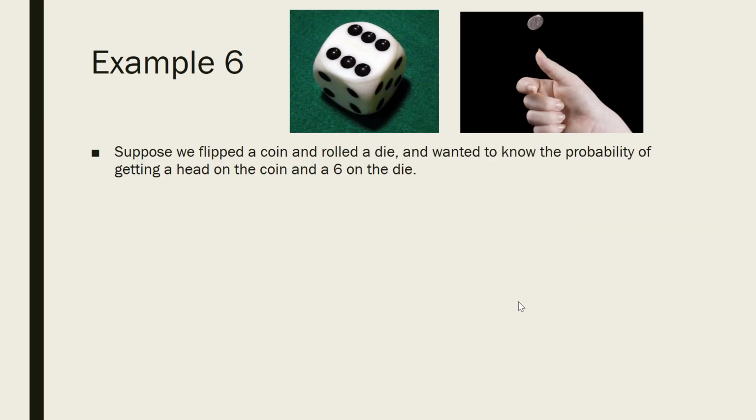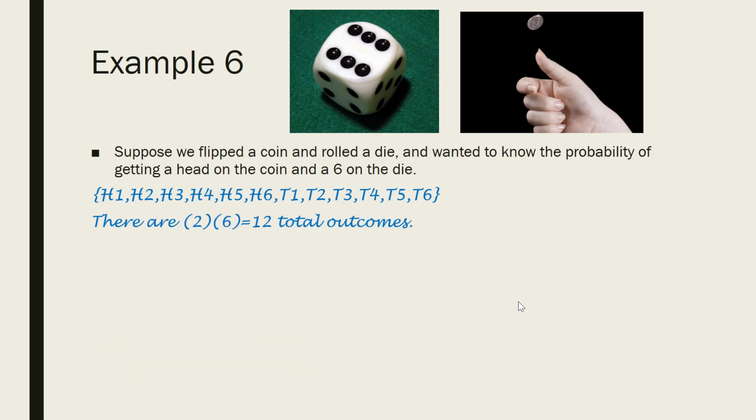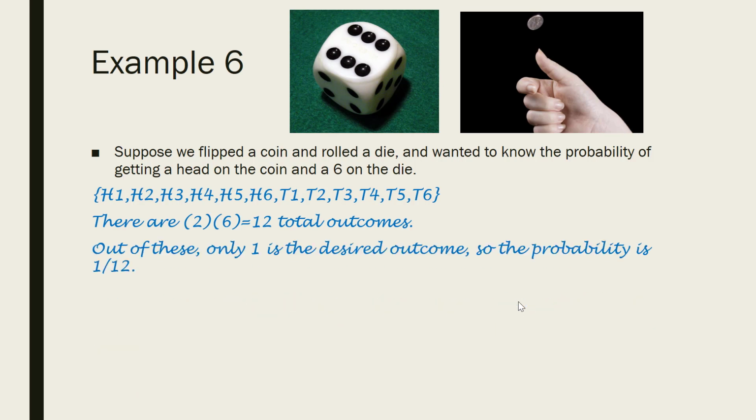Here's example 6. Suppose we flipped a coin and rolled a die, and wanted to know the probability of getting a head on the coin and a 6 on the die. The first thing we could do is list all possible outcomes. This is shown here in this set. H represents heads, and the numbers represent the numbers on the die. Notice that there are 2 times 6, which equals 12 total outcomes. 2 sides to a coin, 6 sides to a die, 2 times 6, 12 total outcomes. Out of these, only one is the desired outcome, so the probability is 1/12.